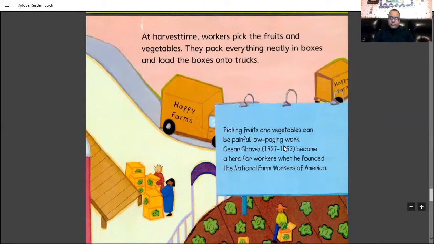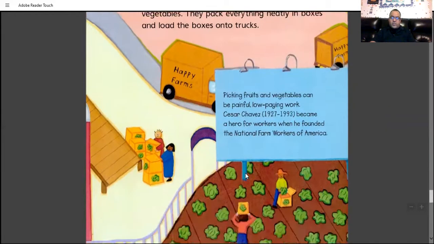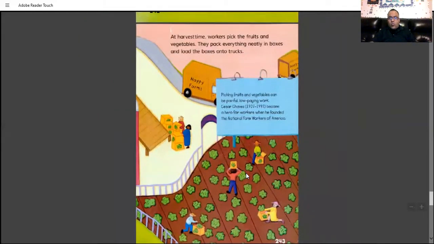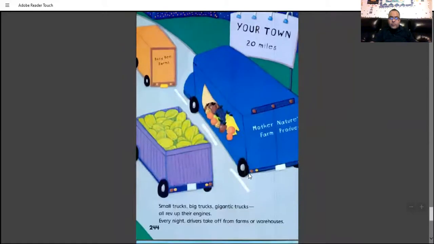Cesar Chavez, a very important person. He was a Latino, Mexican American. He did something for farm workers, very special. 1927 to 1993, he became a hero for workers when he founded the National Farm Workers Association. It's awesome because he was also very peaceful. He didn't want war.